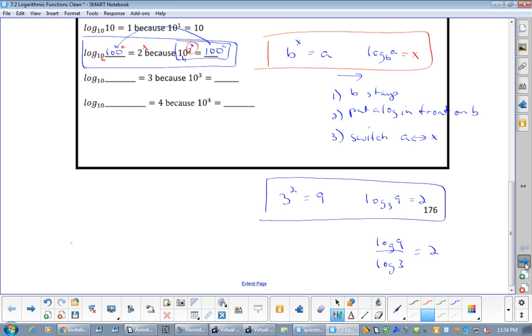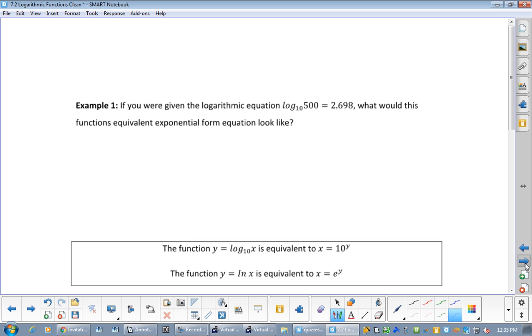Let's go to the next page. It's hard for me not to get ahead of myself and get excited. I love this log stuff. Okay, so we got log 10 of 500 equals 2.698. Can you write that in exponential form, please?